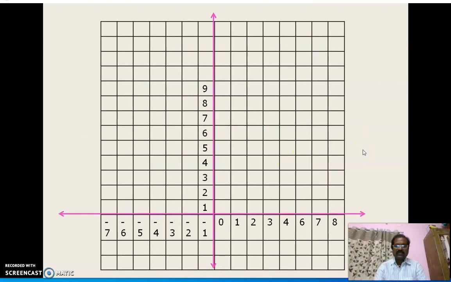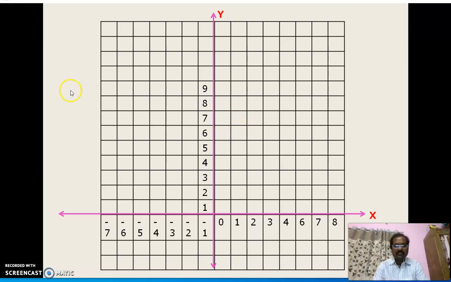Now we can draw the graph on the graph sheet. This is the x axis, this is the y axis. On the x axis, the right side is positive and the left side is negative. Above the x axis is positive and below the x axis is negative. So on this graph sheet, this is the y axis. Now plotting the points.